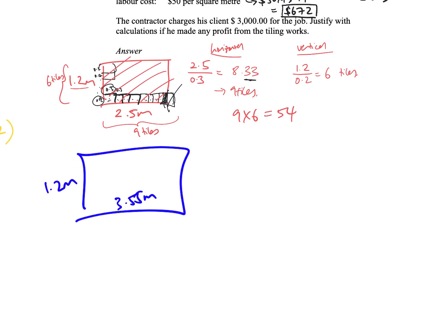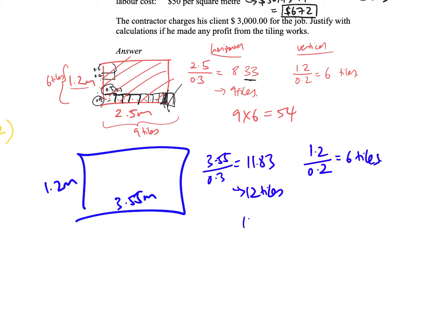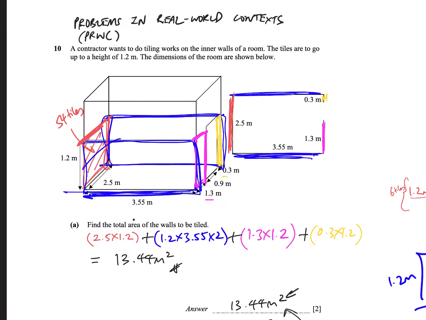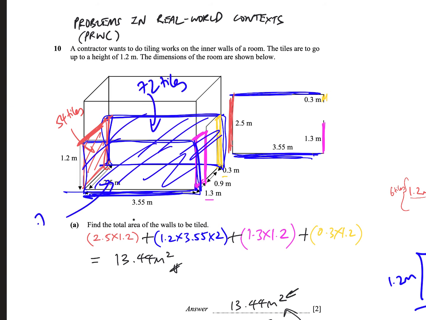And same thing for horizontal and vertical. So for horizontal, let's say it's 3.55 divided by 0.3. And that gives us 11.83. So I'm just going to round up to 12 tiles. Vertically, we have 1.2 divided by 0.2 also. So actually, it will always give me 6 tiles. So the total number of tiles for the blue side is 12 times 6, which gives me 72 tiles. But of course, for one side we have 2 sides. So really, we can see it over here, 72 tiles, and on this side, 72 tiles as well.